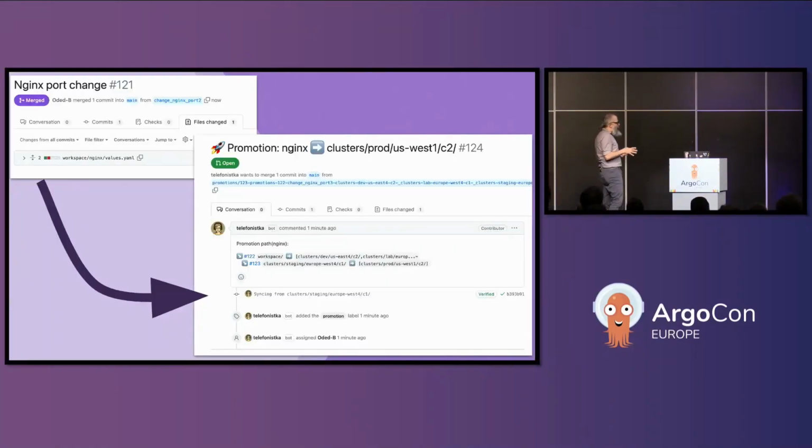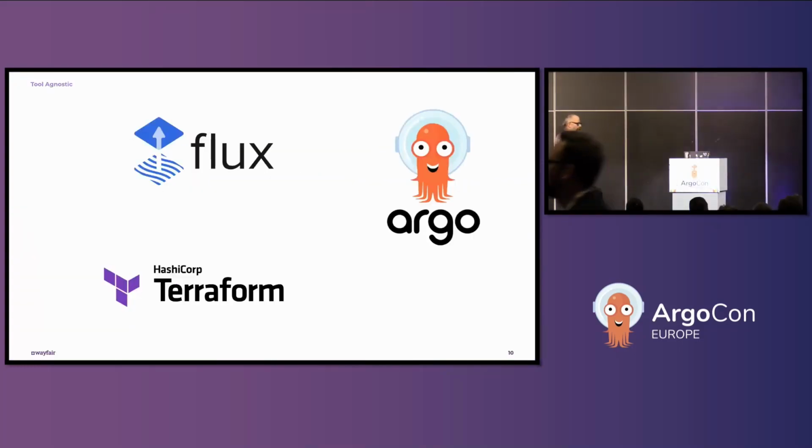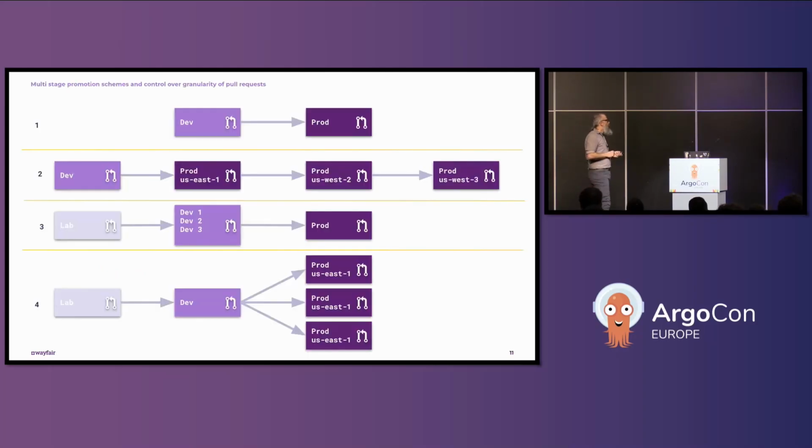So the basic functionality of Telefonistka: it watches over merged pull requests that change files in specific folders in your repo, and just opens pull requests that sync those changes to new folders. A PR is merged, a new PR is created by Telefonistka. It's tool agnostic because it basically manipulates files and pull requests, so it can work with Argo CD, but it can also work with Terraform or Flux or any other GitOps repo or tool. It supports multi-stage promotion, and you get control over granularity of the promotion.